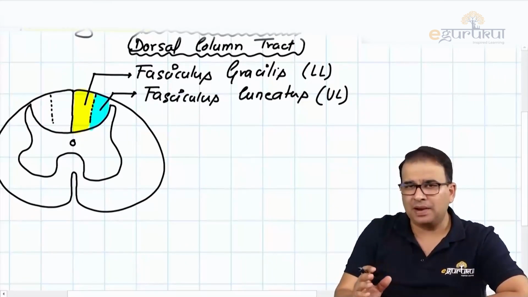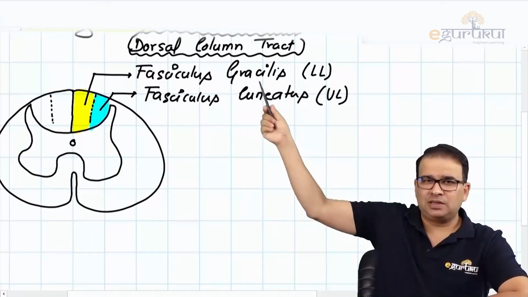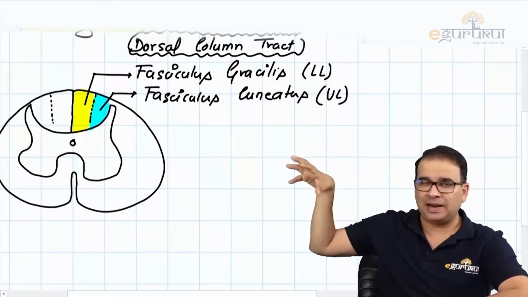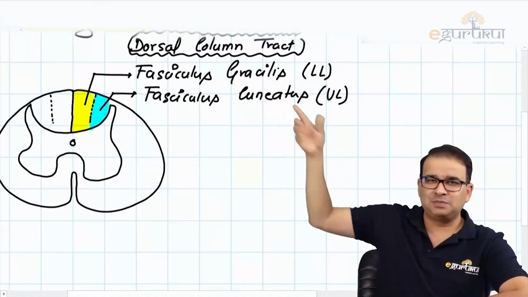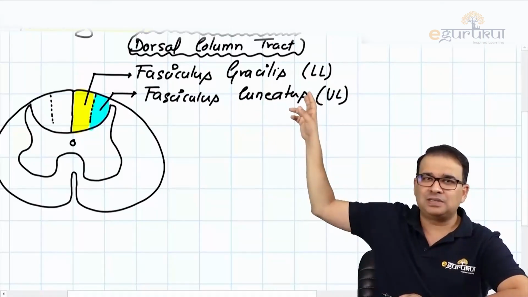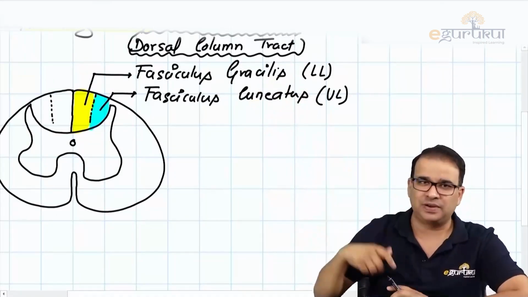And the easy way to remember it: look at the term gracilis. Gracilis reminds you of the lower limb, although it has nothing to do with that muscle. But we all know that the gracilis muscle is a muscle of the lower limb. So from that you can remember that lower limb fibers are present in this bundle which is called the fasciculus gracilis.